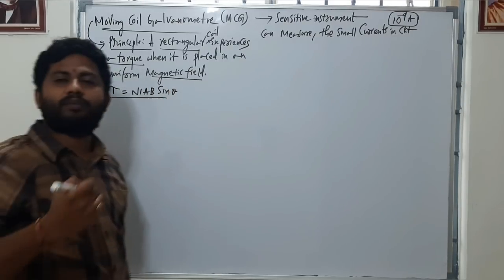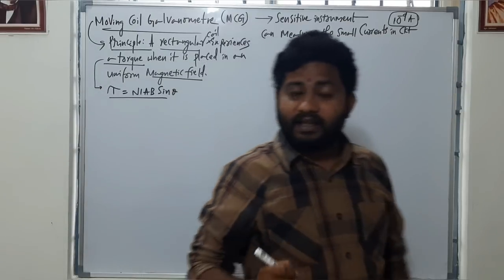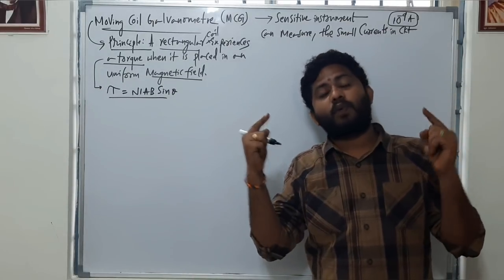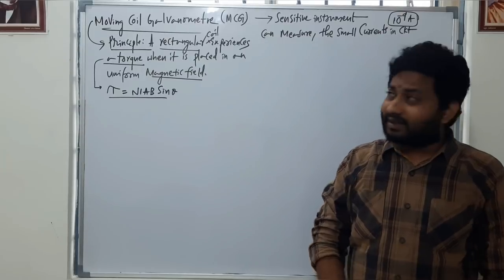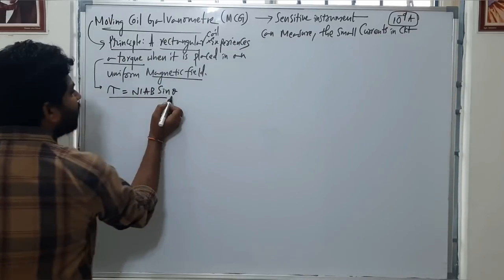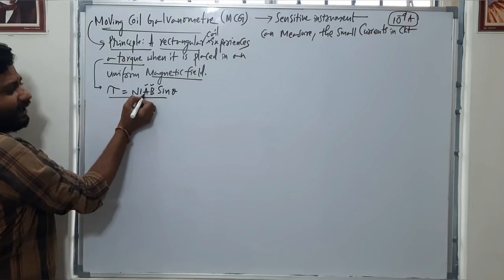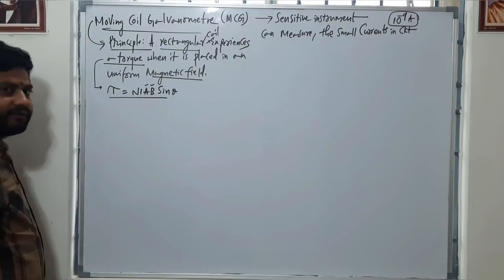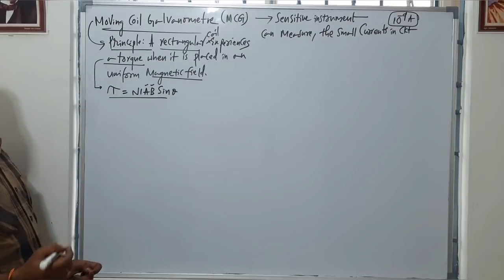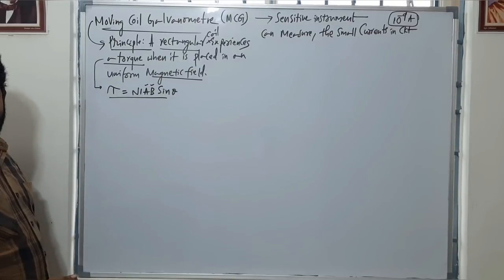This is the most important part of the session. Theta. In the last class also we had discussed more about that theta. The theta is the angle between these two. Carefully see. The angle between the area of the coil and the magnetic field, right? What is theta? The angle between the area of the coil and the magnetic field.